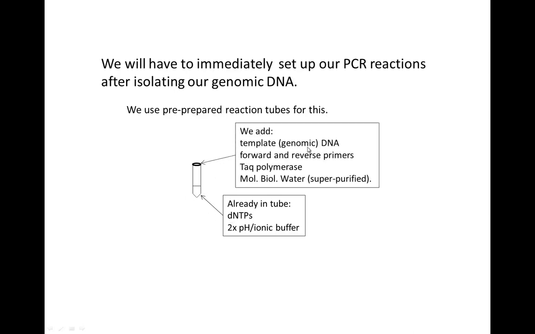We're going to add our template DNA, that's what we just isolated from the unknown algae, both the forward and reverse primers, the Taq polymerase, and some molecular biology water. The volume of all of this stuff will also add up to 25 microliters. So 25 and 25 equals 50. This 25 microliters dilutes this to a 1x working buffer. And that's what we'll be doing the very last, and then I'll take your tubes and set them up.